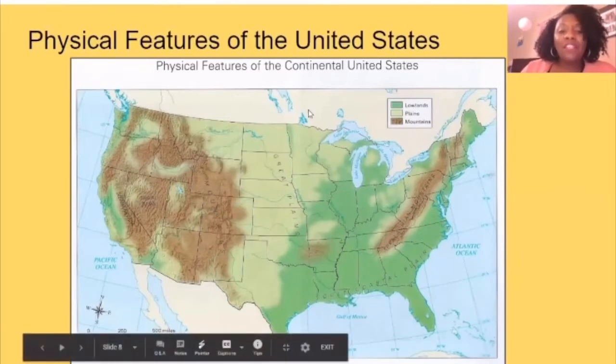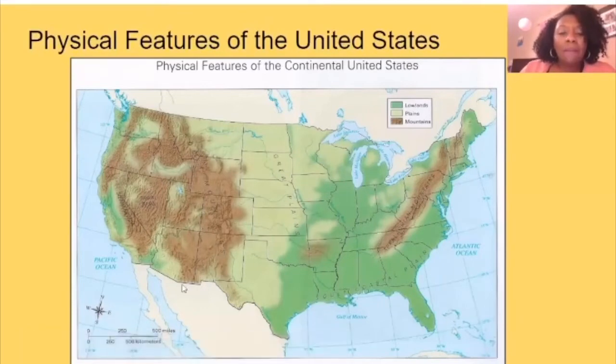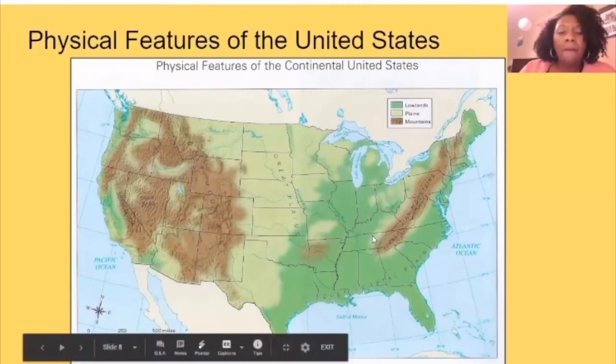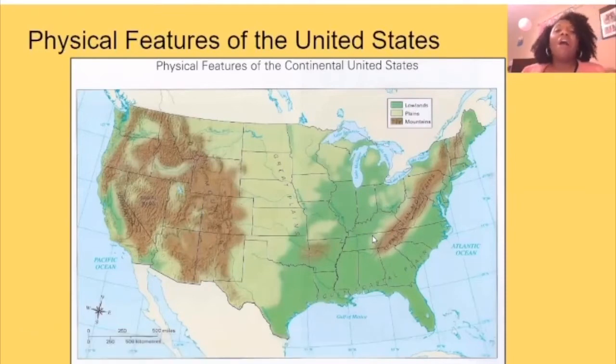And again, this is a physical map. Now, why do I say physical map? We do see some borders of states here, but physical maps usually focus on giving us the geography of a place, or showing us how the geography of a place is different. So it shows us where our mountains are, where our lowlands are, things like that.